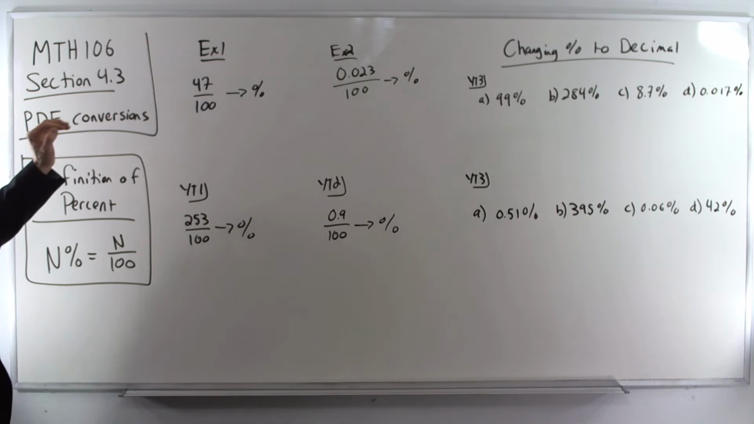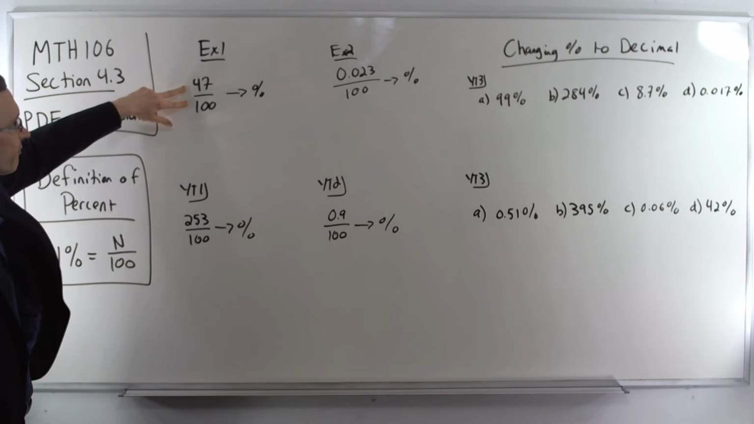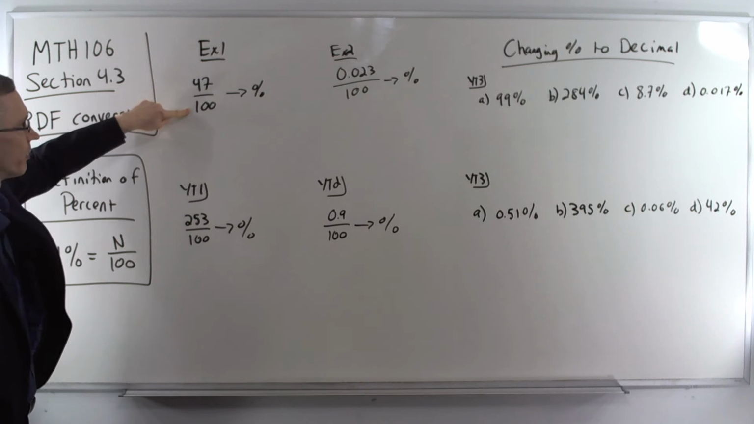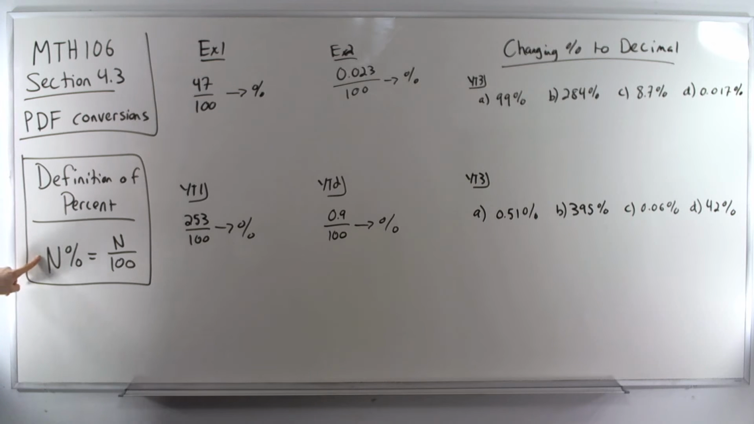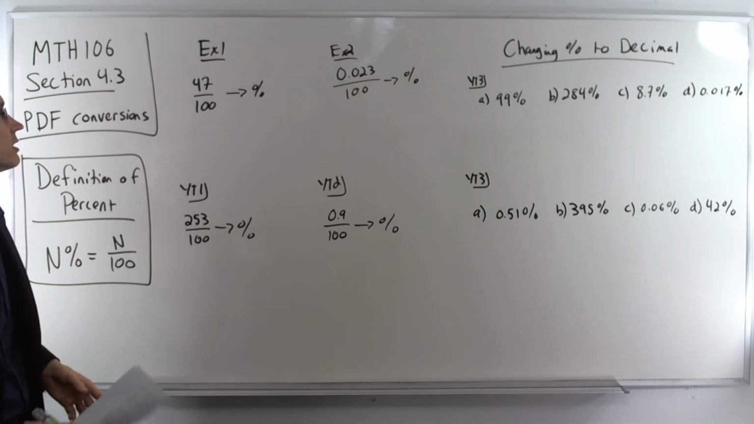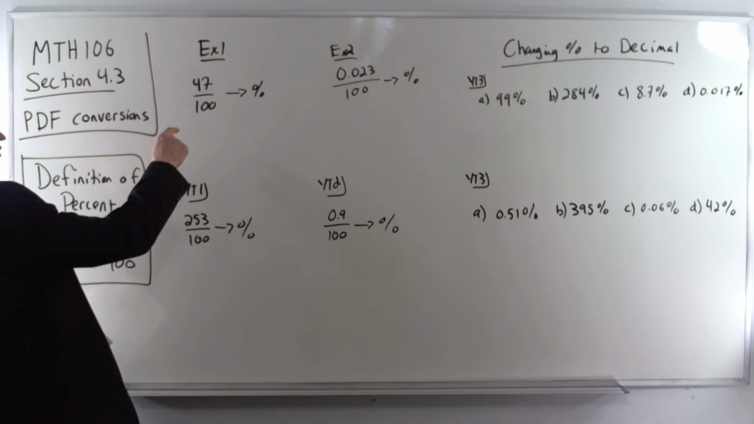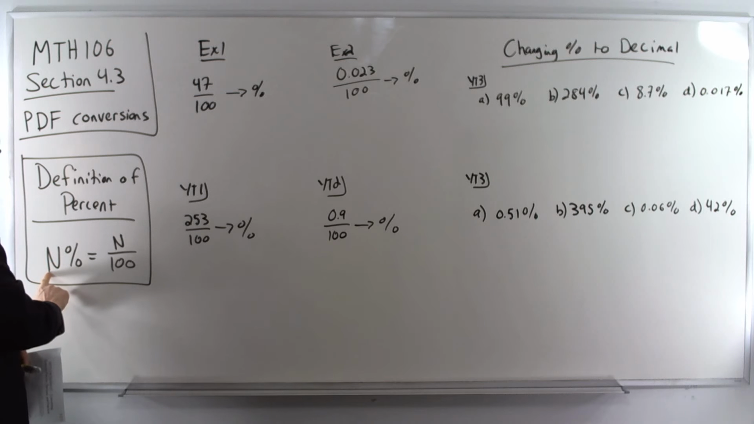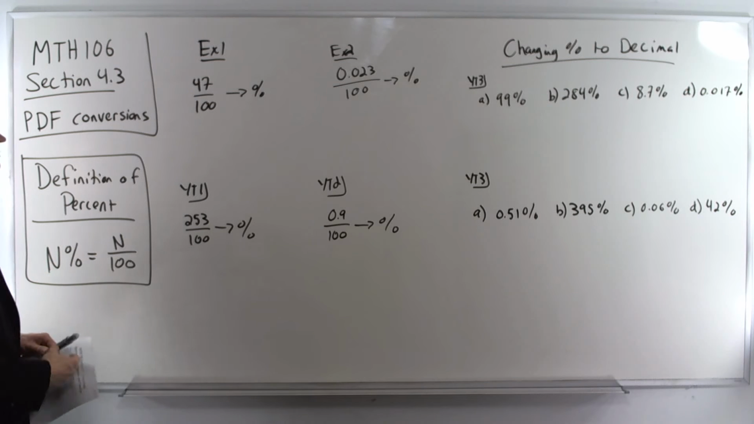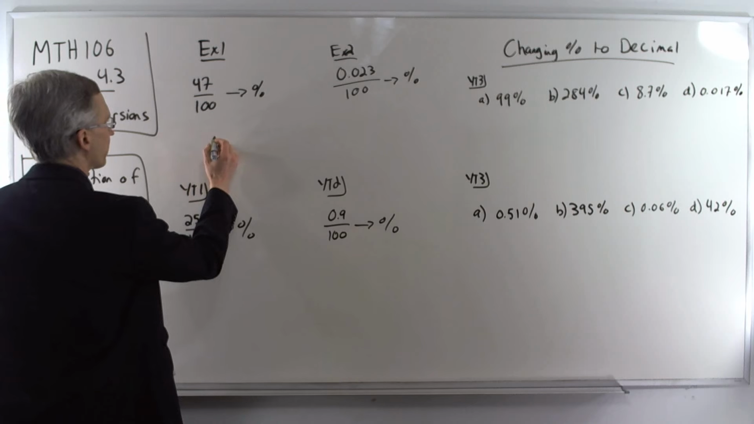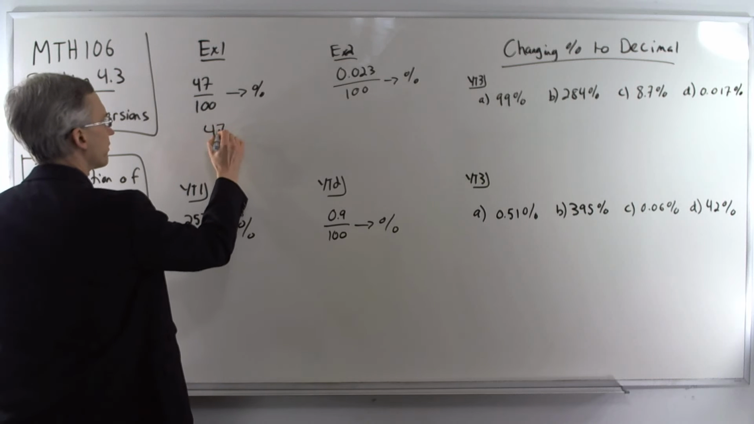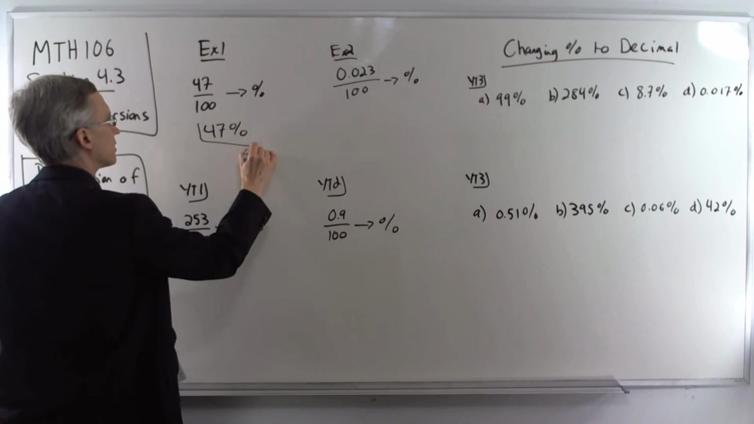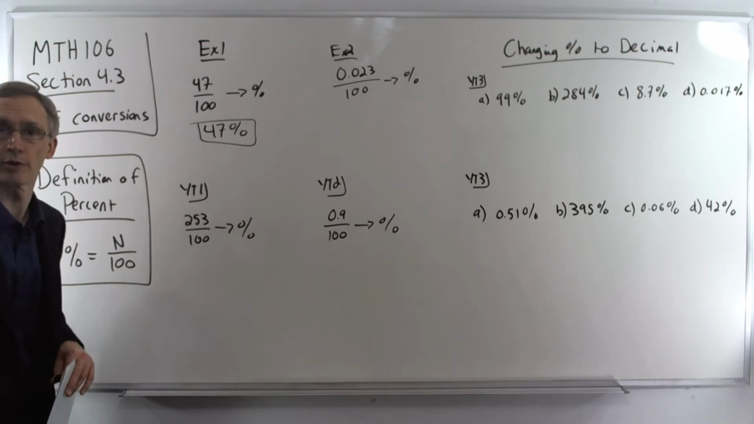So we can take any fraction with 100 in the denominator and immediately convert it to a percent using the definition of percent. So how that works is we just take the numerator, right? The numerator's n, and write that with a percent sign behind it. So 47 out of 100 is 47%. Those two things are equal.